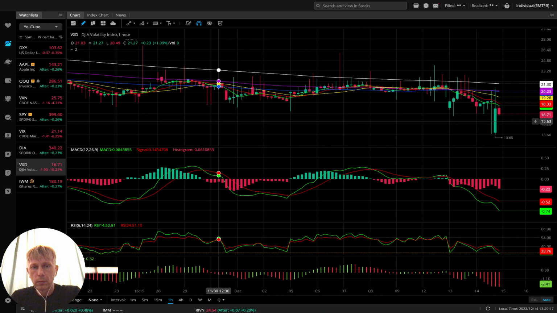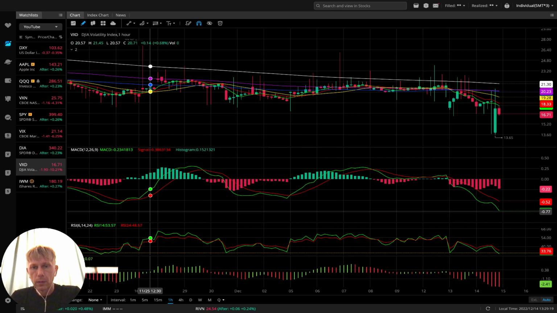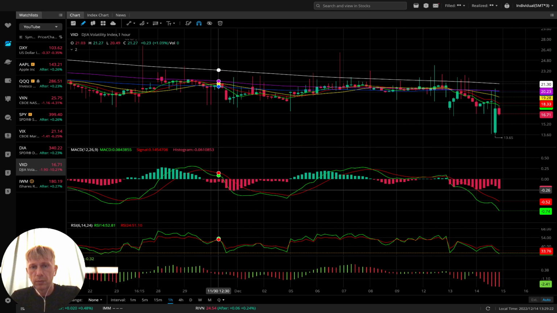One hour. On histogram it has bullish divergence.